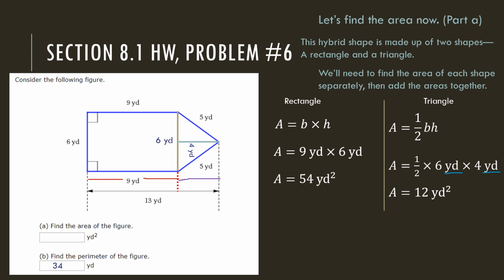Last thing I need to do to find the area of this hybrid shape is just to add together each of those areas that I just found. So the total area is going to be 54 yards squared plus 12 yards squared. So the total area is 66 yards squared.